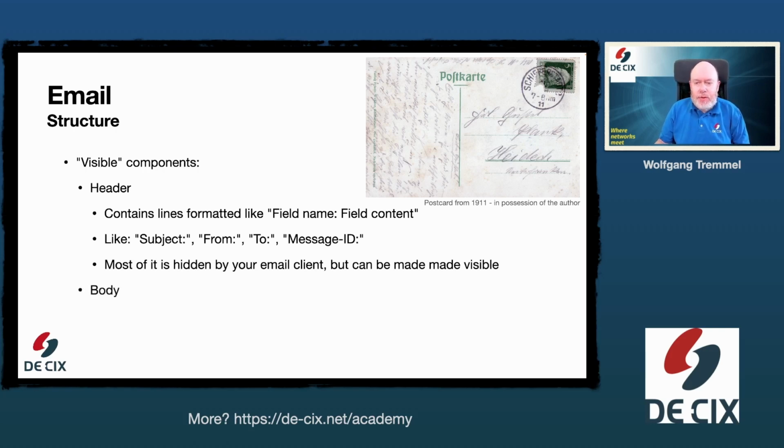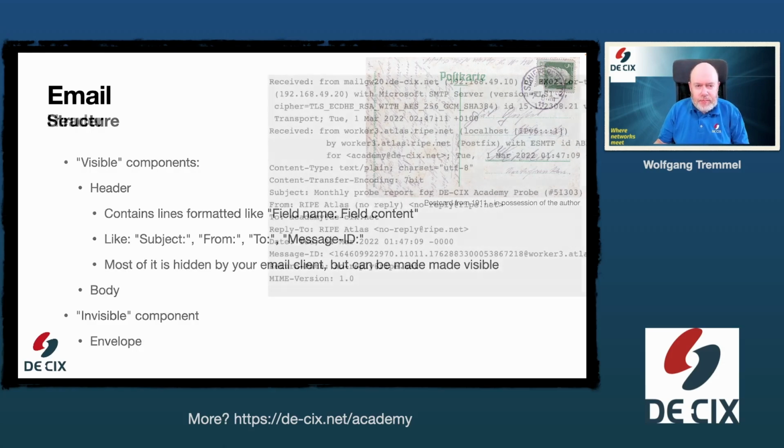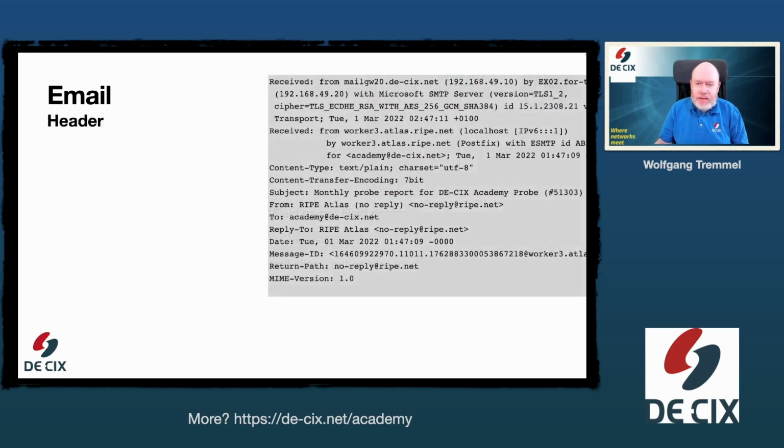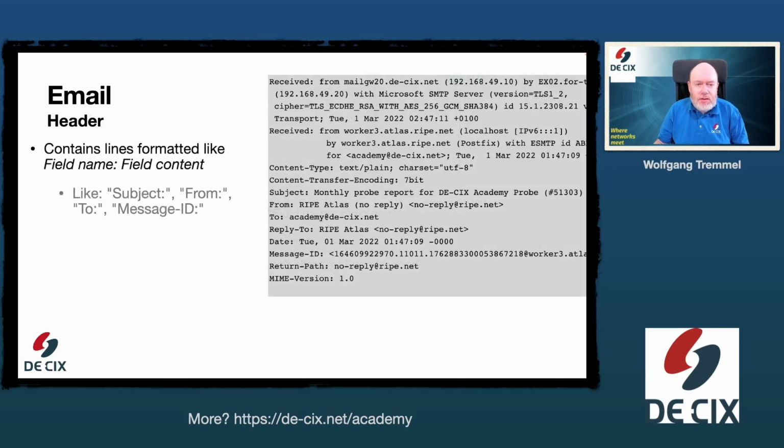You can always view the full header if you want to. And it consists of the body. Well, that's what you wanted to send, the content of an email. But email also has a kind of invisible component, and that's what we call the envelope. That's some information which is exchanged when an email is being forwarded between two systems. Let's have a look at the standard email header. Like I said, we have here the fields to, from, and subject, but most of it you do not see in your email client.